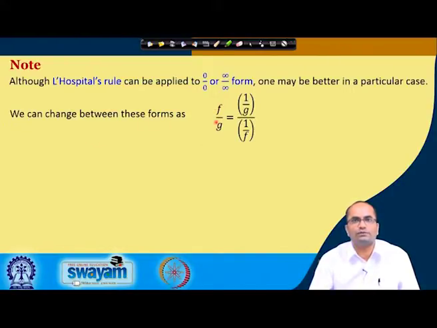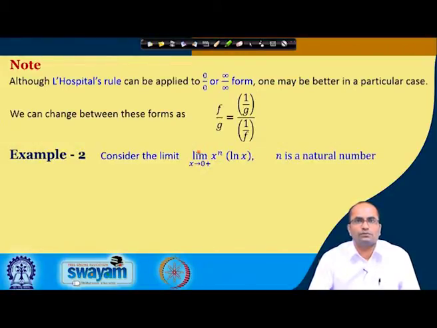For example, if f over g is of the form 0 by 0, then we can rewrite it as 1 over g divided by 1 over f, and in this case, if f and g both go to 0, we have the infinity by infinity form. Or the other way around, if f and g both go to infinity, then 1 over g divided by 1 over f gives a form of 0 by 0. So, we can interchange these two forms, 0 by 0 and infinity by infinity, depending on the convenience of the derivative.